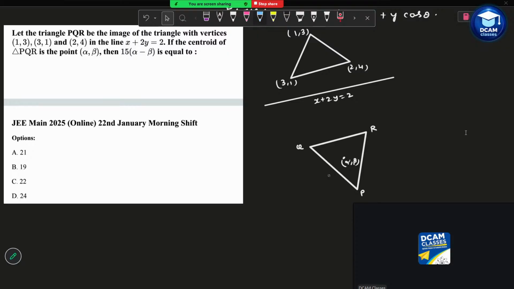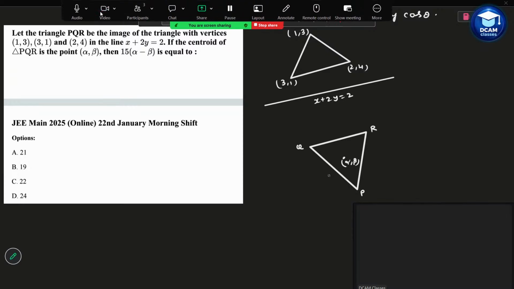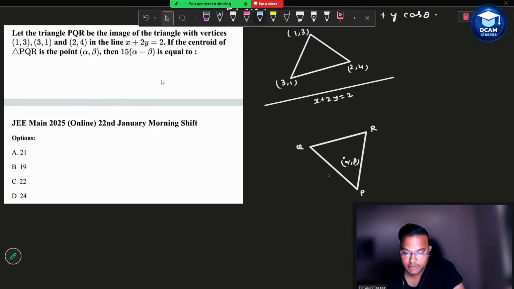Sir, I think the answer is 22, option C. Yes, correct. Very good. What about you, Venkatesh? Are you getting the answer? No, sir.